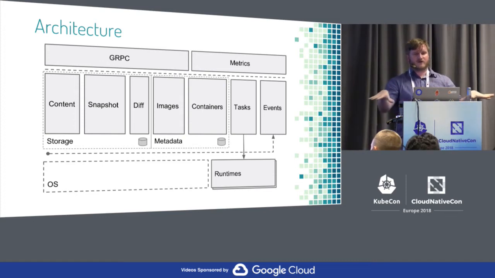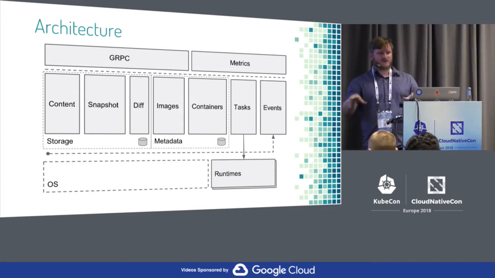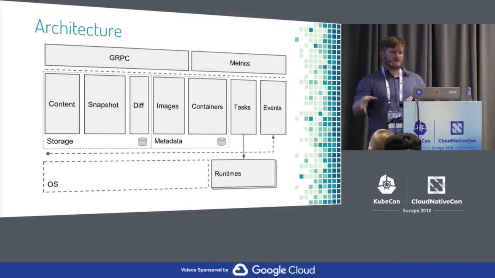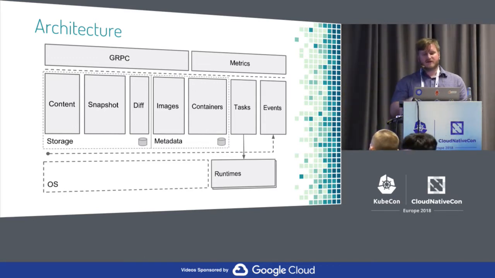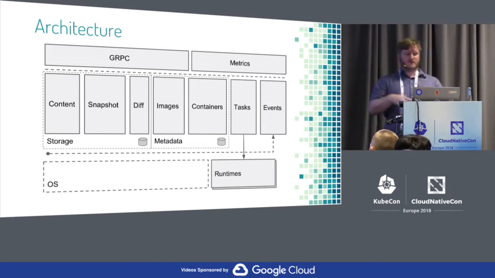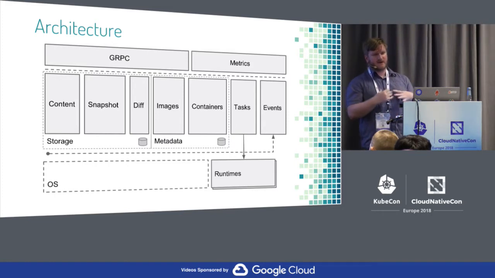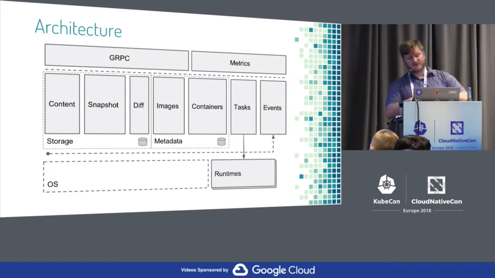So the objects that you're probably familiar with from Docker or other container solutions, this is where that is. And they reach out across the system and define which things are used. So an image will say, oh, I use this snapshot in this content. And then containers can be created from images, and they'll also reference the snapshots that are dealing with the actual containers that you run.